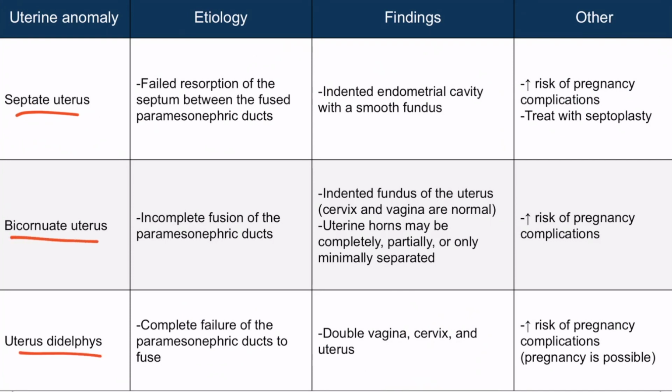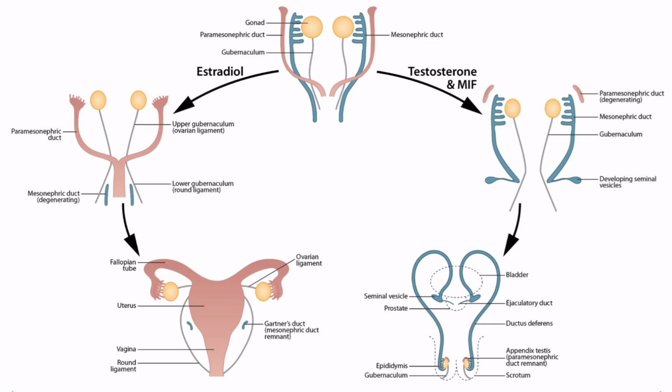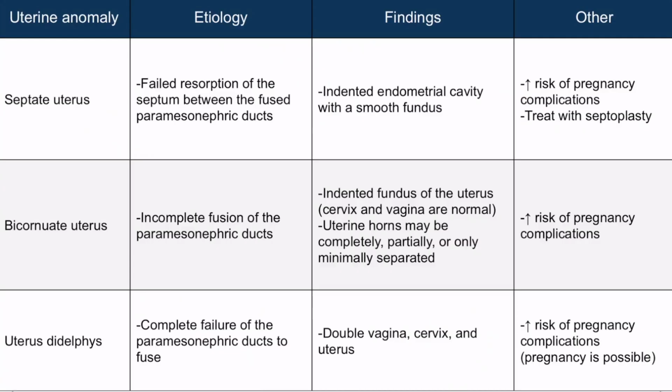A septate uterus is due to failed resorption of the septum between the fused paramesonephric ducts. From this image, we can see that initially, the paramesonephric ducts are separated from one another. So there's one on the left and one on the right. However, in the second image, right here, we can see that they fuse together towards the bottom. A septum is initially formed between the 2 ducts, which is eventually obliterated. If this process fails to occur, then the patient will have a persistent septum within the endometrial cavity, and this is known as a septate uterus. So these patients will have an indented endometrial cavity with a smooth fundus. I'll show a picture of this in a second.